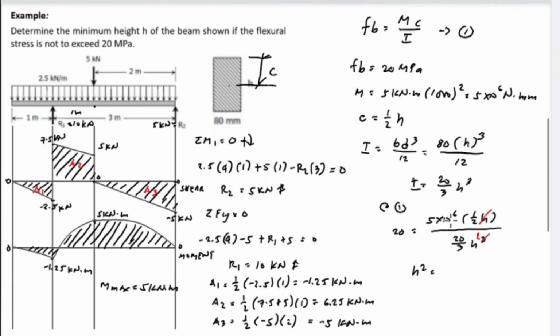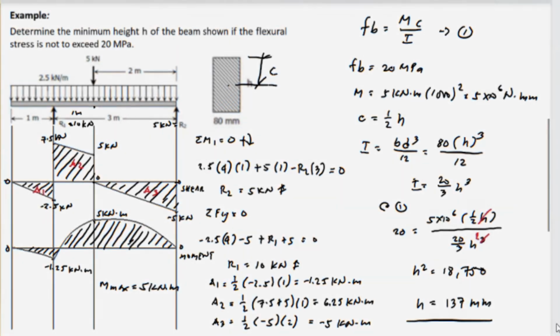So 5 times 10 to the power 6 times 0.5, and we divide by 20 and divide by 20 over 3. We have H squared is equal to 18,750, and we find the value for H. The square root of 18,750 is equivalent to 137 millimeter. So the height of the beam is equivalent to 137 millimeter.